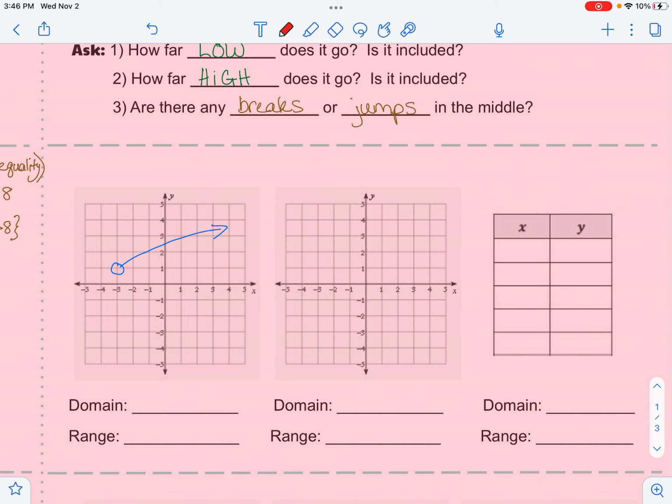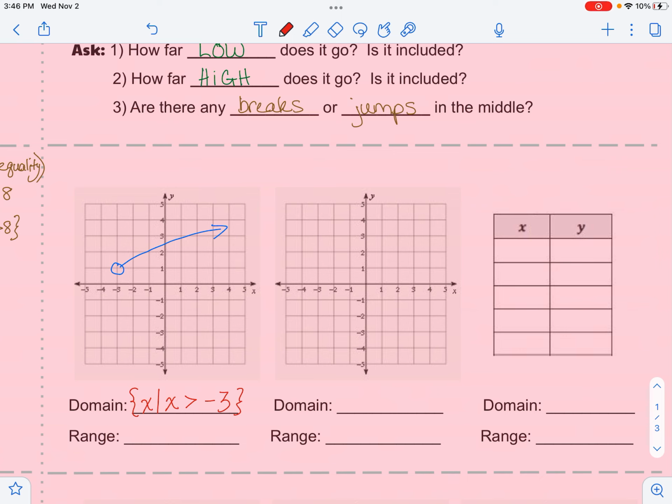So my domain variable is always x, and it's greater than -3, not equal to, because we have an open circle. And then we just finish up our set notation, and now it's in set notation.